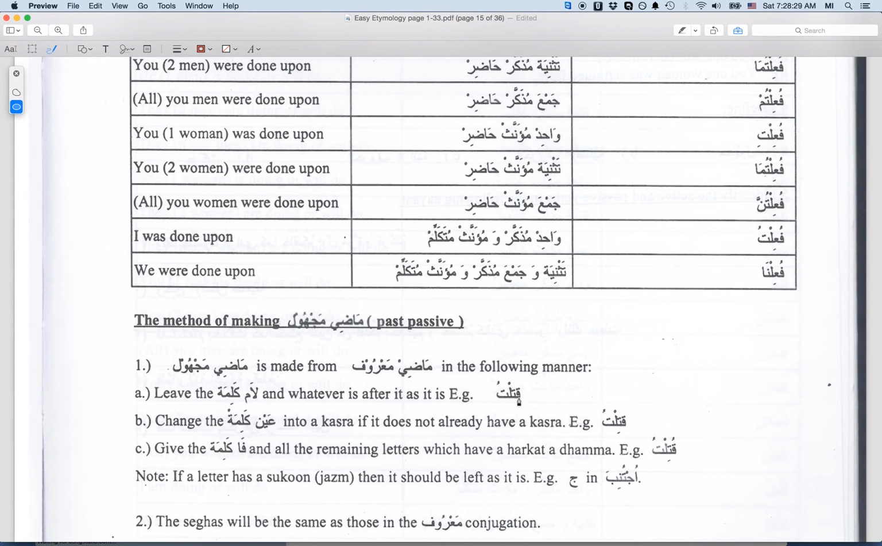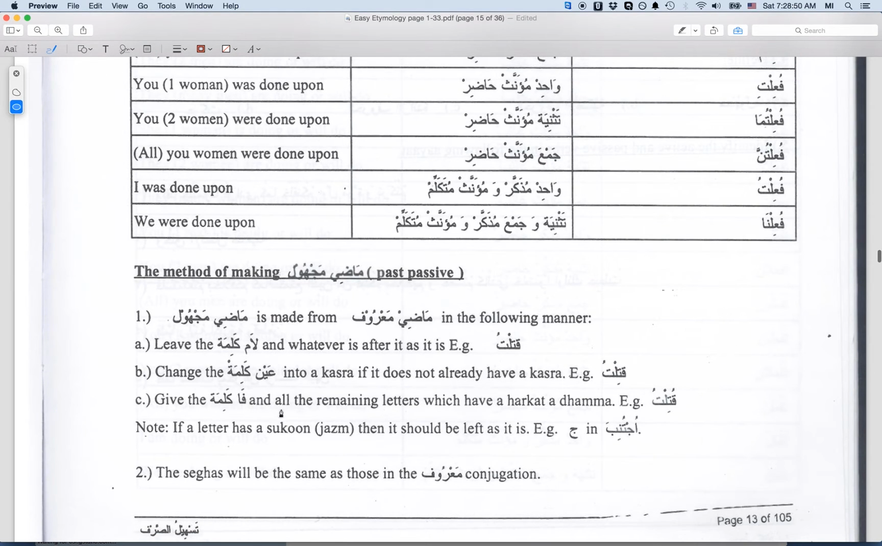So for qataltu, I killed, for example: change the ayn kalima. The ayn kalima in qatala is the middle one, ta. Change the ayn kalima into kasra if it does not already have a kasra. So instead of qataltu, let's just go to the ruling, it will be qatiltu.